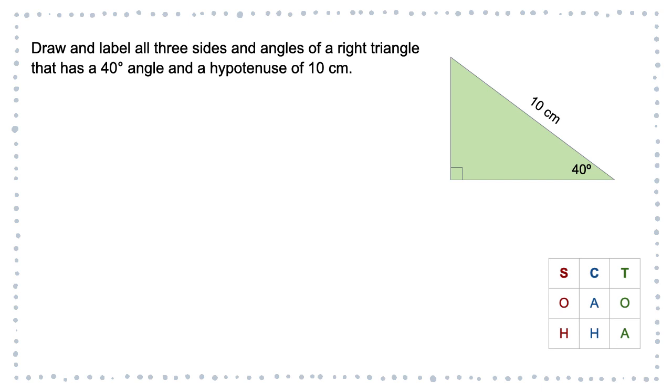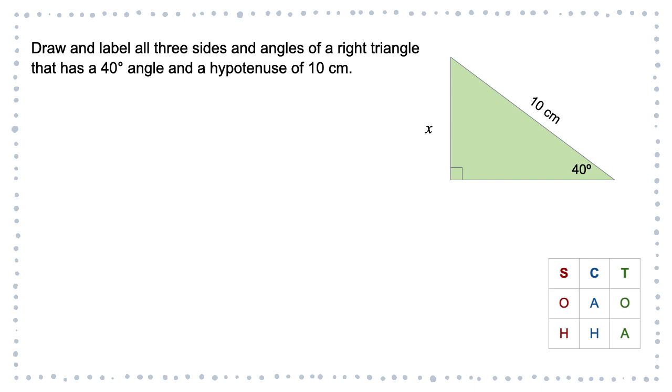Directions for this problem say to draw and label all three sides and angles of a right triangle that has a 40-degree angle as shown and a hypotenuse of 10 centimeters. So once again, this is not a special right triangle. It's not 45, 45, 90 or 30, 60, 90, so we'll use trig. And we are looking for all three side lengths where one of the sides is given.